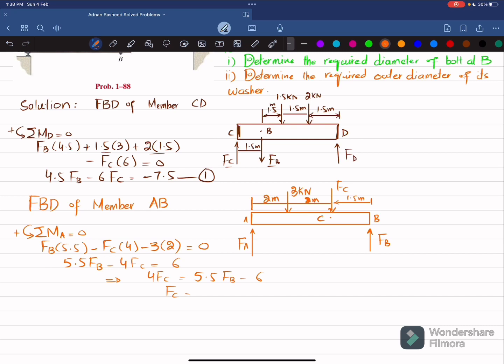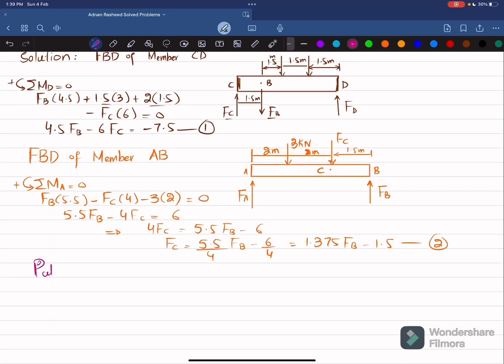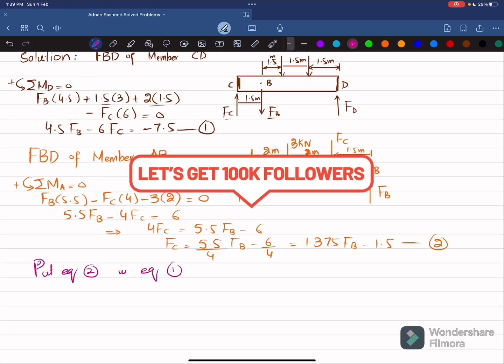And if you divide 4 on both sides, you will get 5.5 divided by 4 FB minus 6 divided by 4. And 5.5 divided by 4 will give you 1.375 times FB, and 6 divided by 4 is 1.5. And this is your equation number 2. Now what we will do is put equation 2 in equation number 1, which is this one.